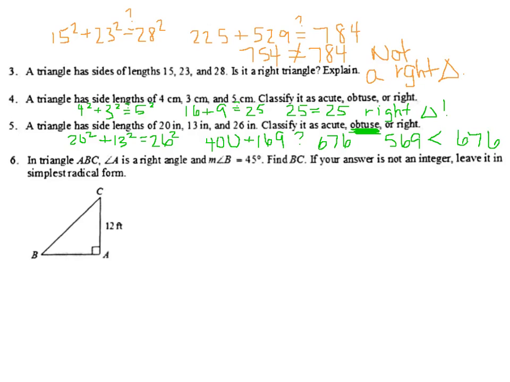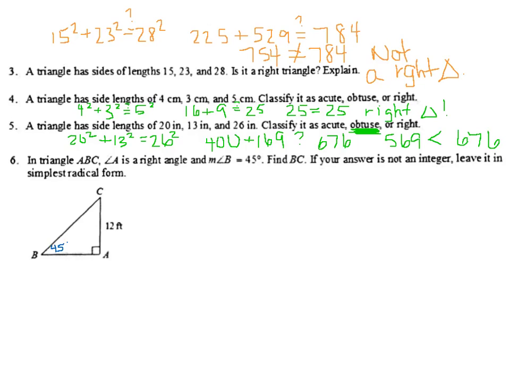In triangle ABC, angle C is a right angle, and you can see that they give you that information in the diagram. And angle B is 45 degrees. Well, they give it to us here, but they don't draw it in the picture, so I'm going to write that information into my picture. I always label my picture. I want to find BC. If your answer is not an integer, leave it in simplest radical form.